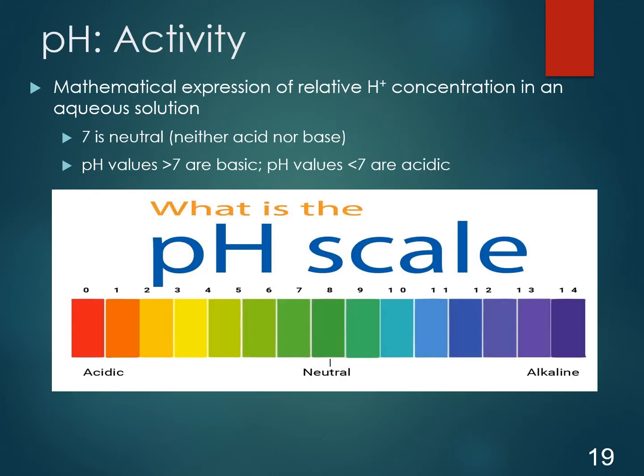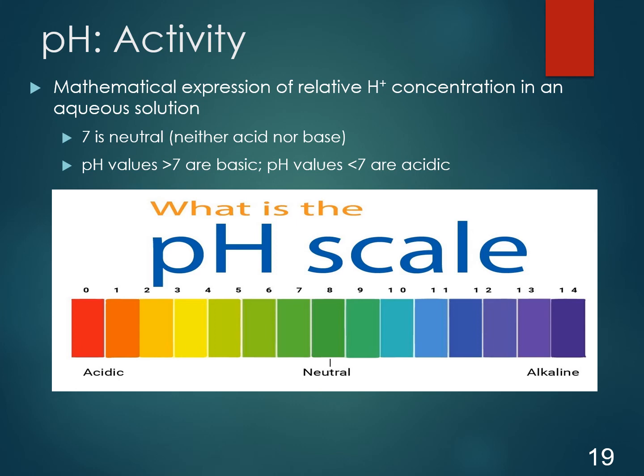Here we see the pH scale ranging from 0 being the most acidic to 14 being the most alkaline or basic. Anybody know what the P stands for in pH? It actually stands for potential. So here we have a scale of potential hydrogen.